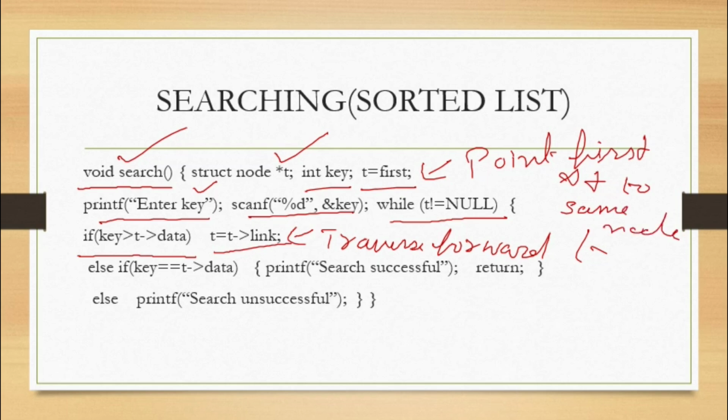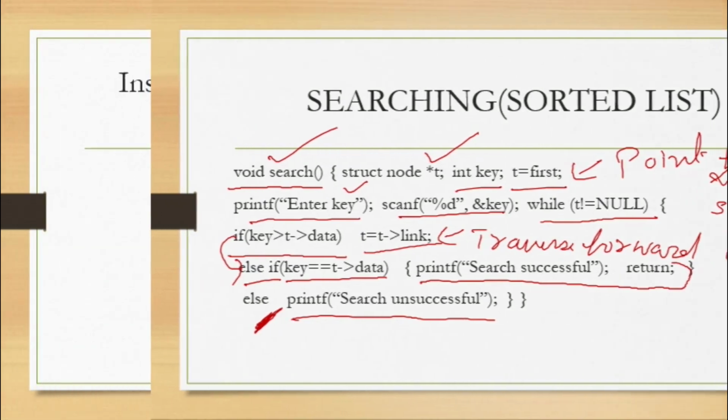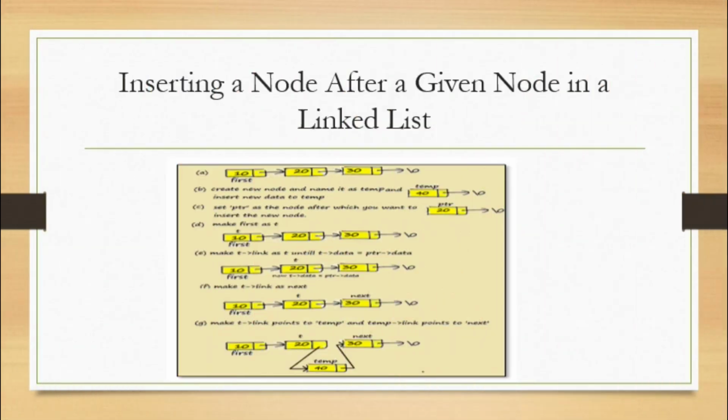So when key is checked, if this is not true, then of course it will go to else. So if it is not true, it will go to else if. That time it will see if key is equal to t of data. If that is true, then the search is successful and it will return. Otherwise, of course, it will go to else and print search is unsuccessful. So that is about the searching part.